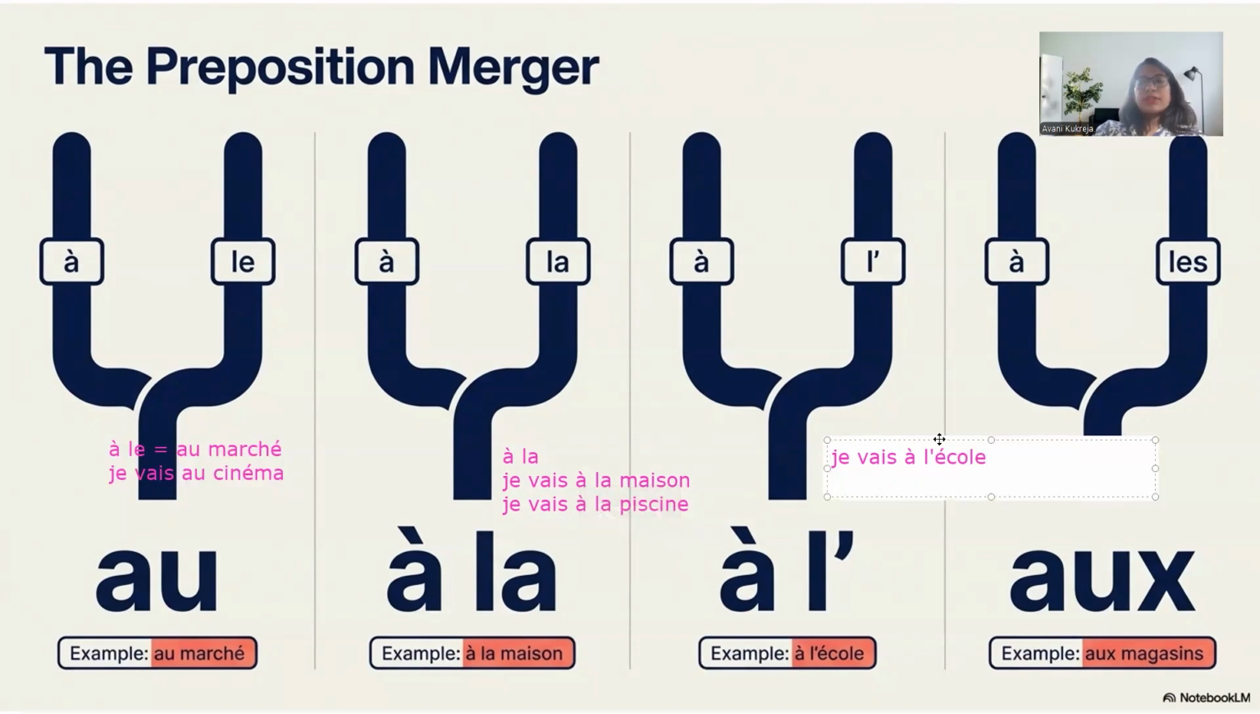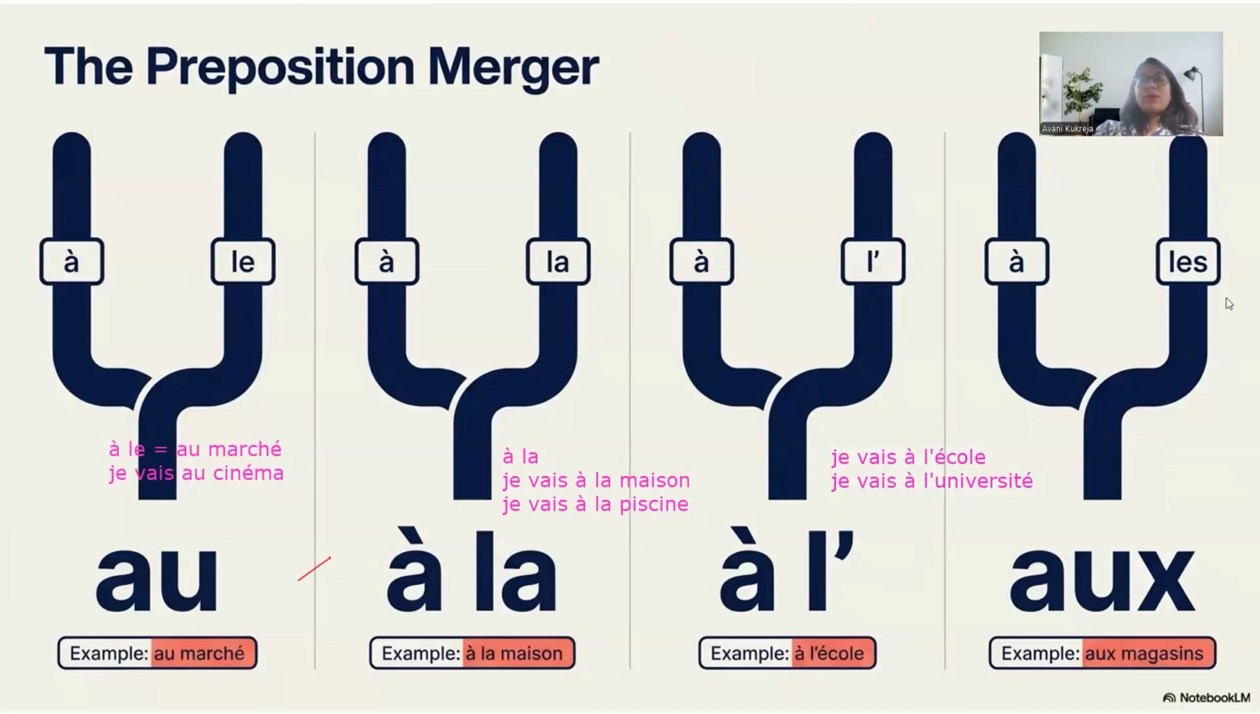Anybody would like to give any other example? Je vais à l'université. Very good. Excellent. Super. And if the place is plural, then we use AUX and the pronunciation is O.